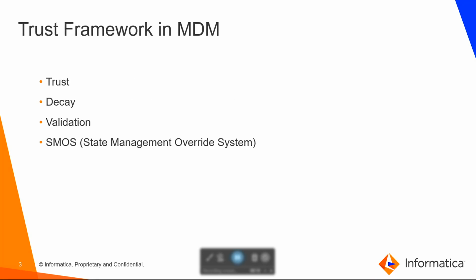What is trust? Trust measures the confidence that we have on each cell in a business object. This could be based on various factors like source system, change history, etc. What is decay? Trust that is dynamically determined over time and events. Initial trust decays over time. According to the trust profile, this determines the decay. Validation. This helps in validating trust more quickly. SMOS is a state management override system where we specify a particular source to override over other sources.